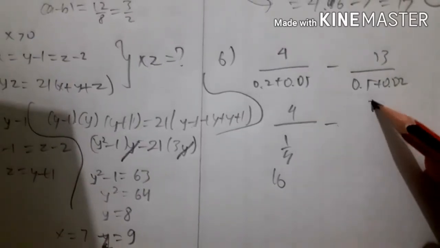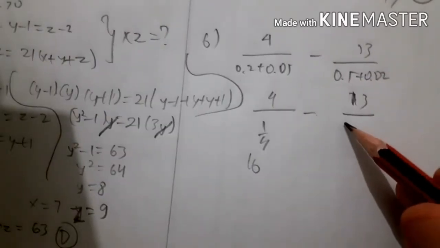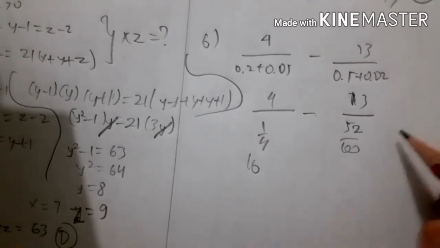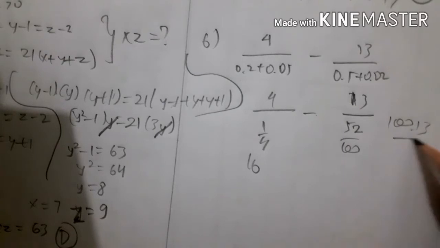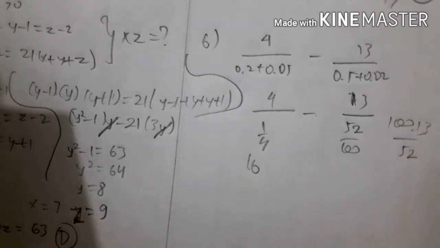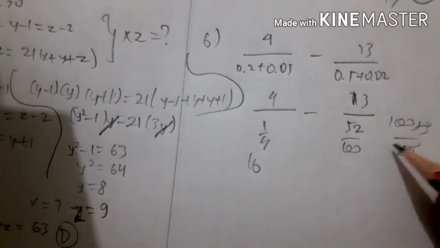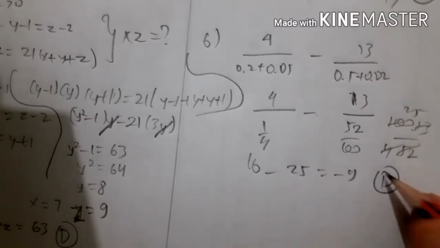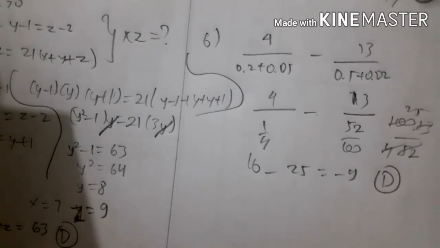And this is 13 over 0.52, right? So that is 52 over 100. That is 100 times 13 over 52. And it will become 25. So 16 minus 25 is minus 9. The answer is D. And now for number 7.